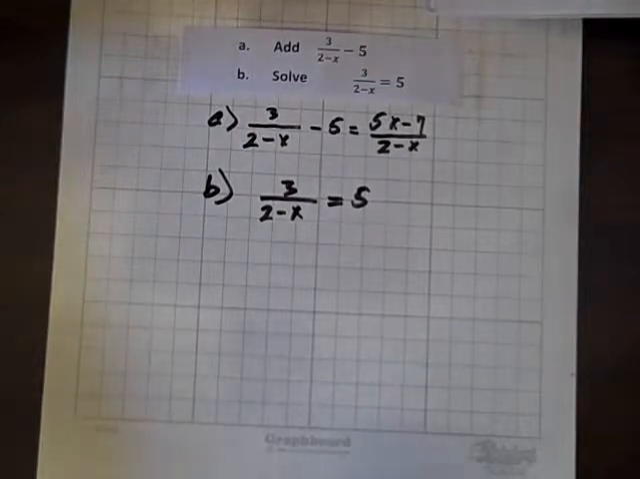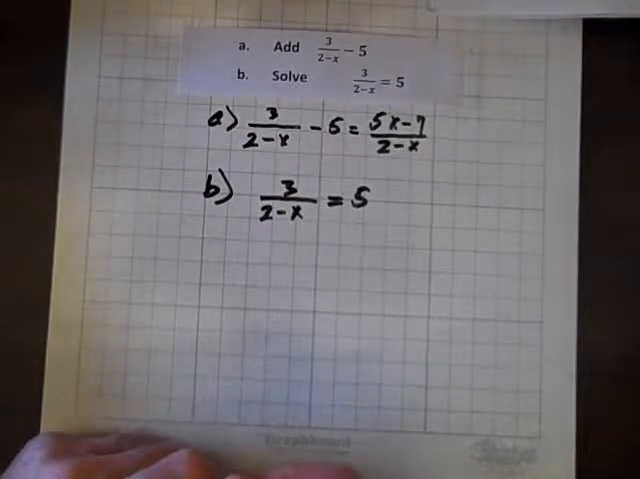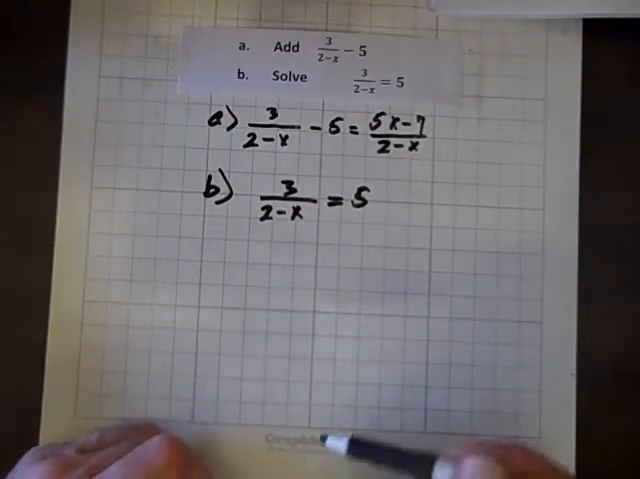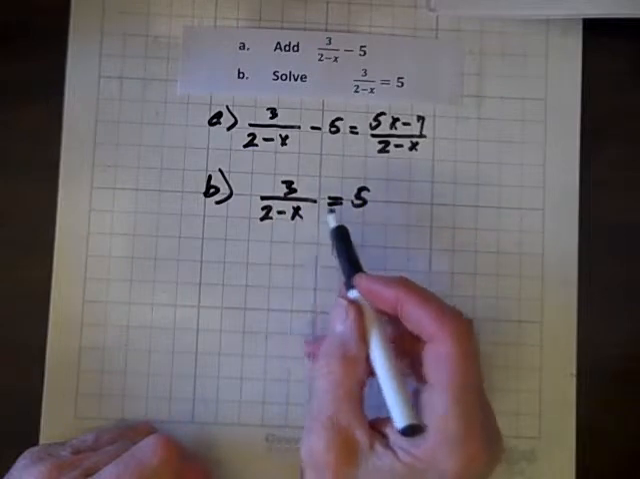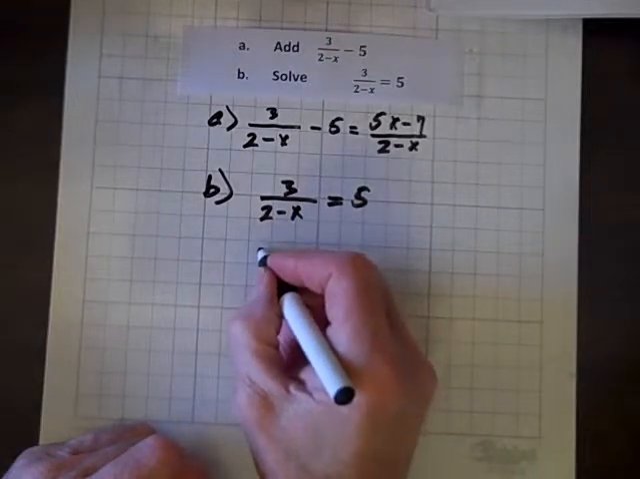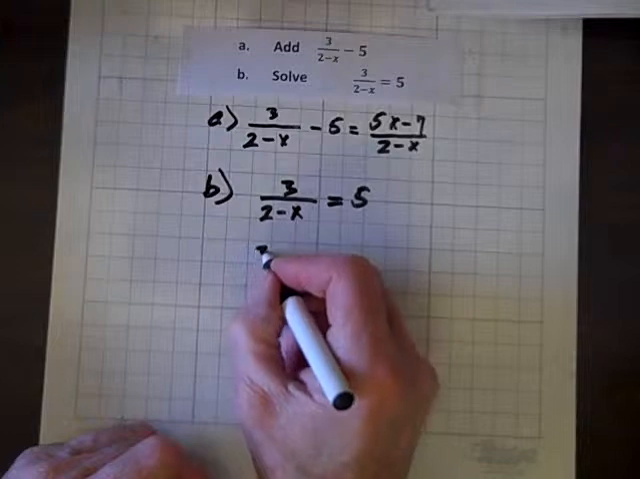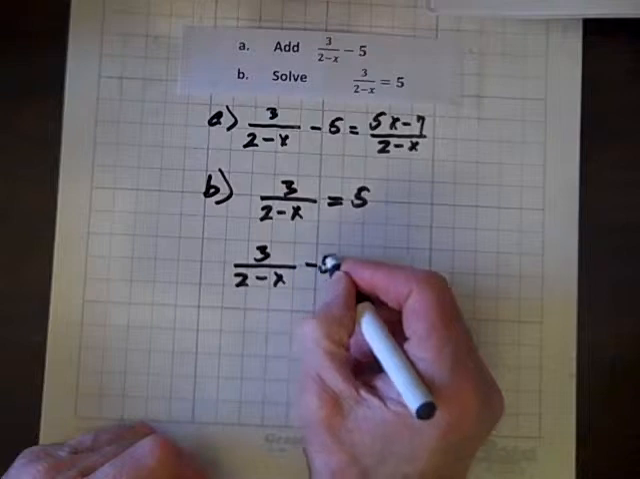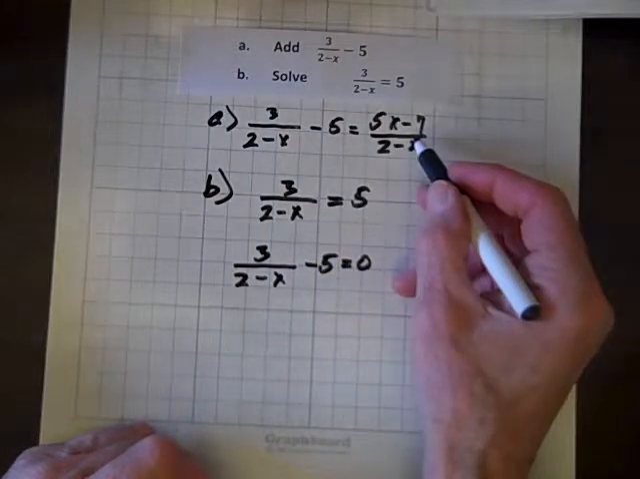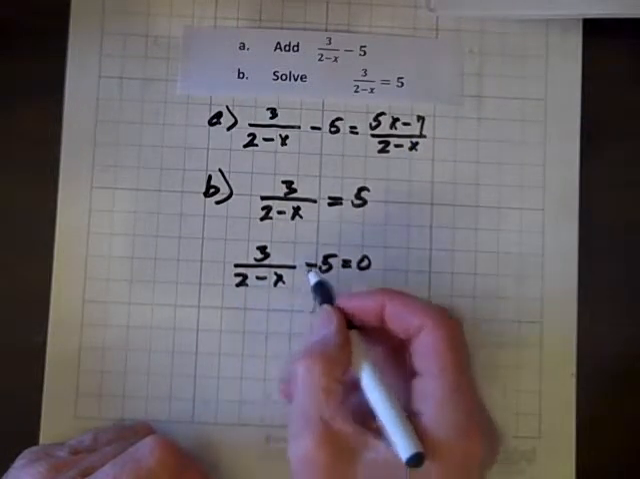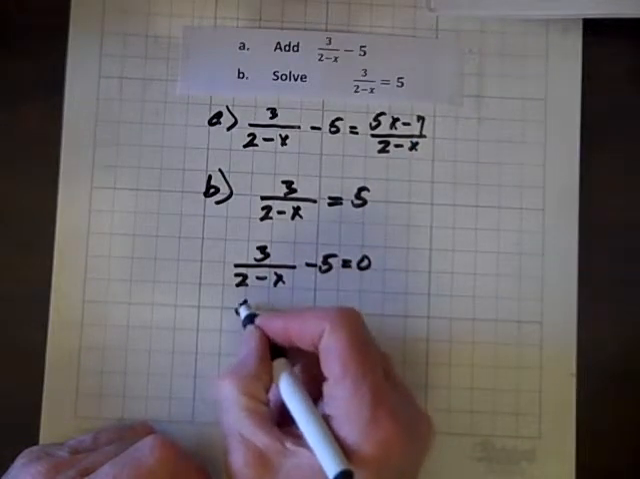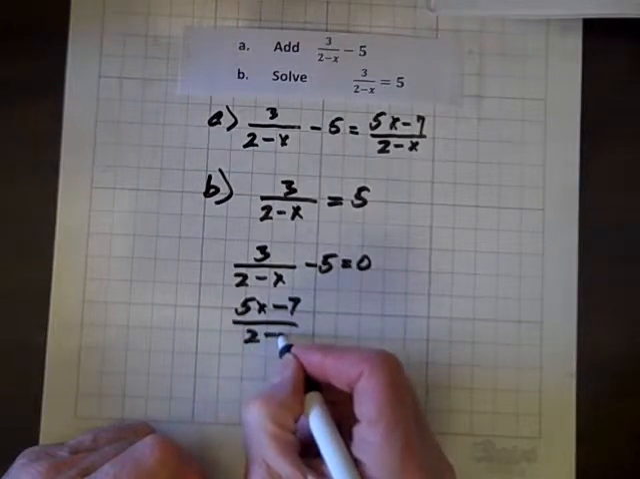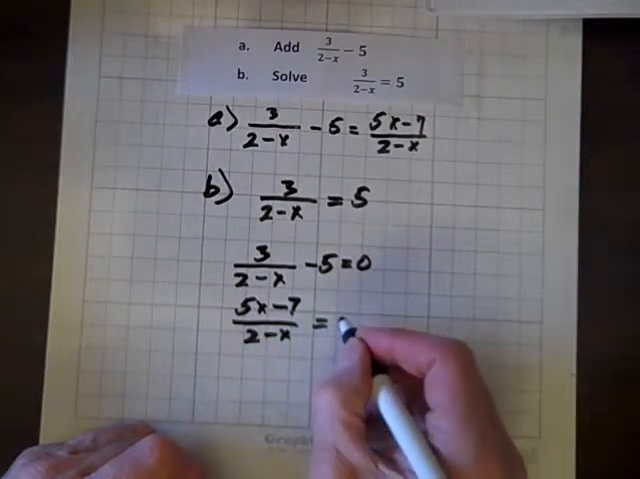Well, we'll apply another process to solving this equation. So, as we did before, we'll subtract 5 from both sides, and we get 3 over 2 minus x minus 5 equals 0, and we know that this difference is equal to 5x minus 7 over 2 minus x, and that equals 0.